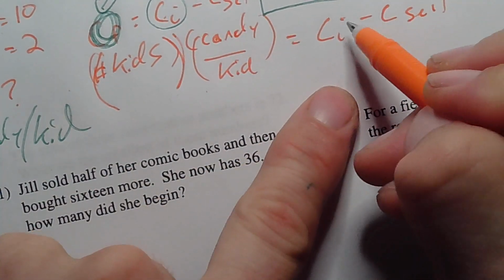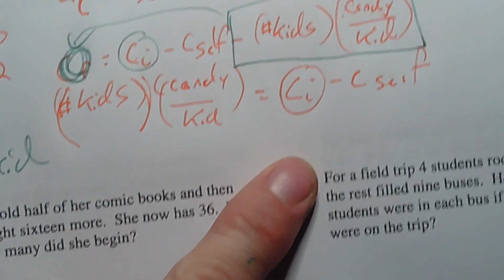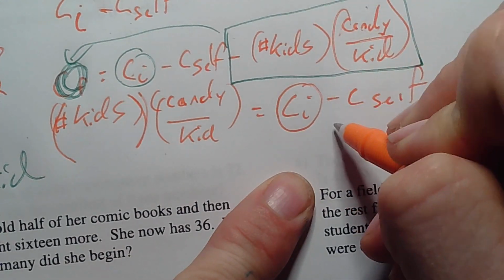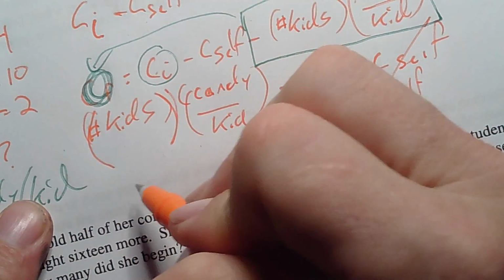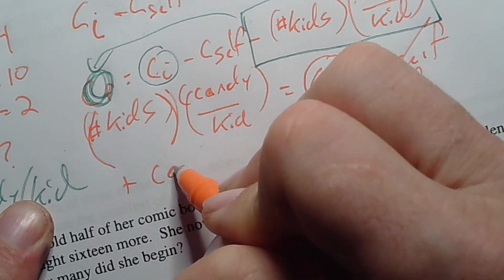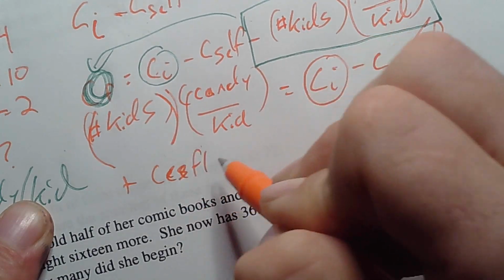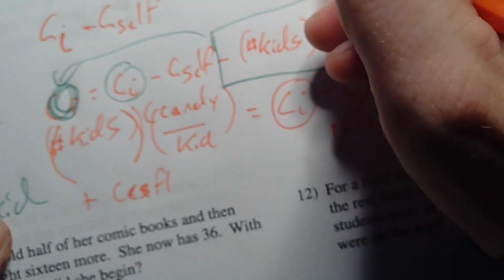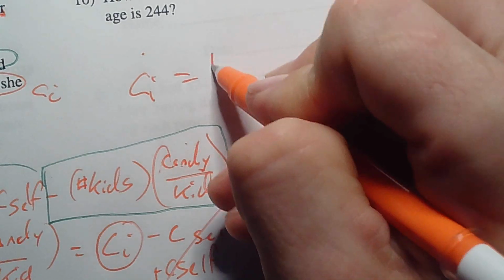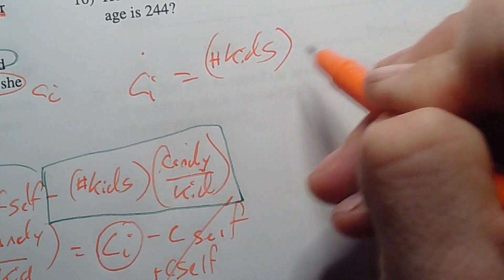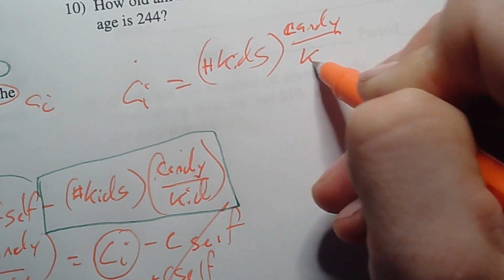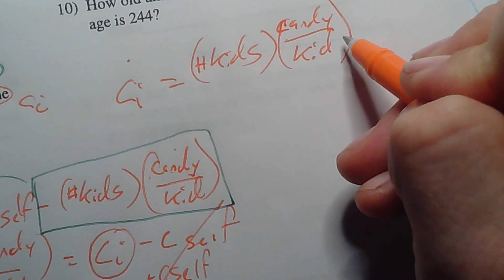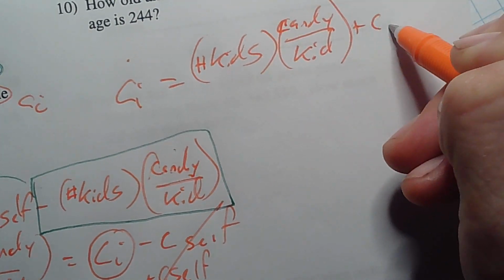All right, so that is one thing that we need. Now we just need to isolate this term, meaning that we need to add candy for self to both sides. We're running out of space here. Candy for self for this side. So this means that the candy initial equals the number of kids times the candy per kid plus the candy for self.